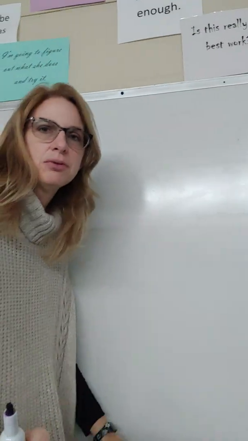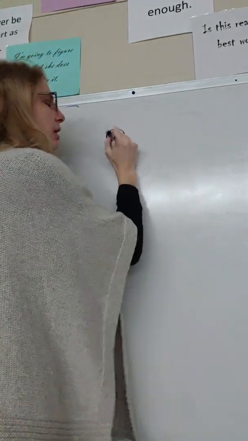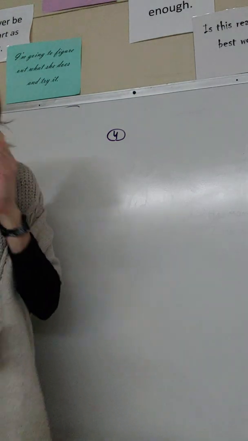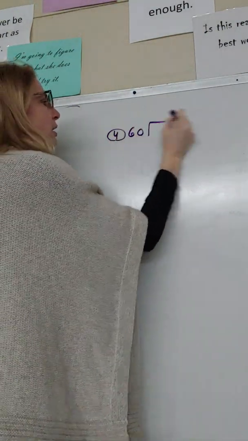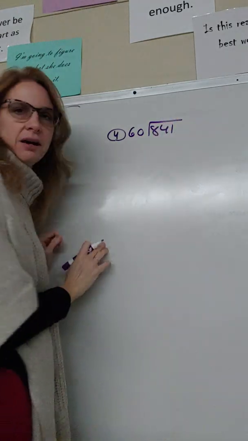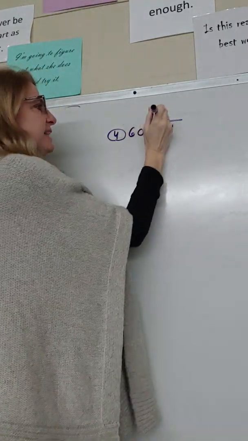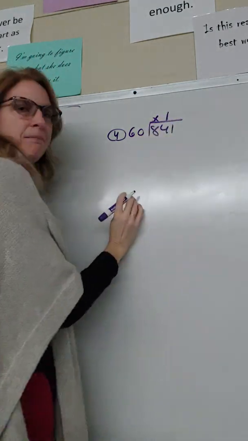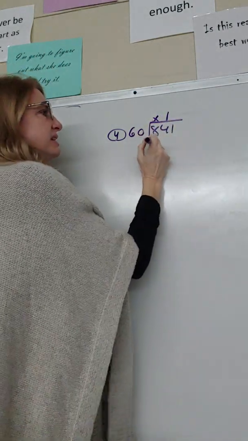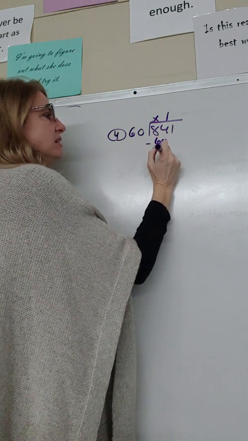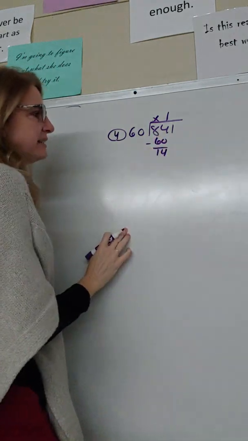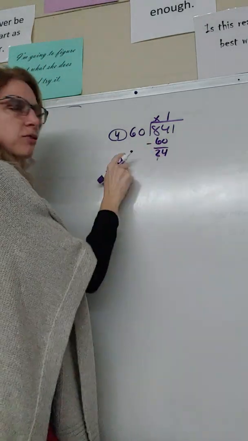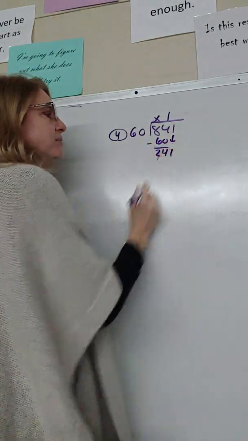All right, number 4. Number 4 was 60 into 841. All right, how many times does 60 go into 8? It doesn't. How many times does 60 go into 84? 1 time. Now I multiply. What's 60 times 1? 60. I subtract and I get, oops, not 14, Mrs. Willard, 24. Is 24 smaller than 60? It is. Okay, bring down the 1.